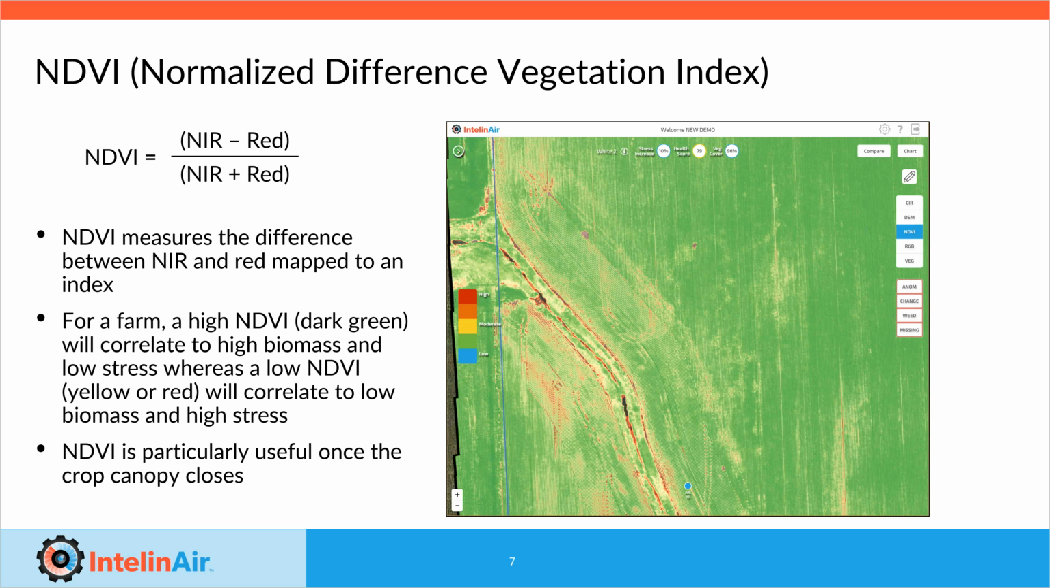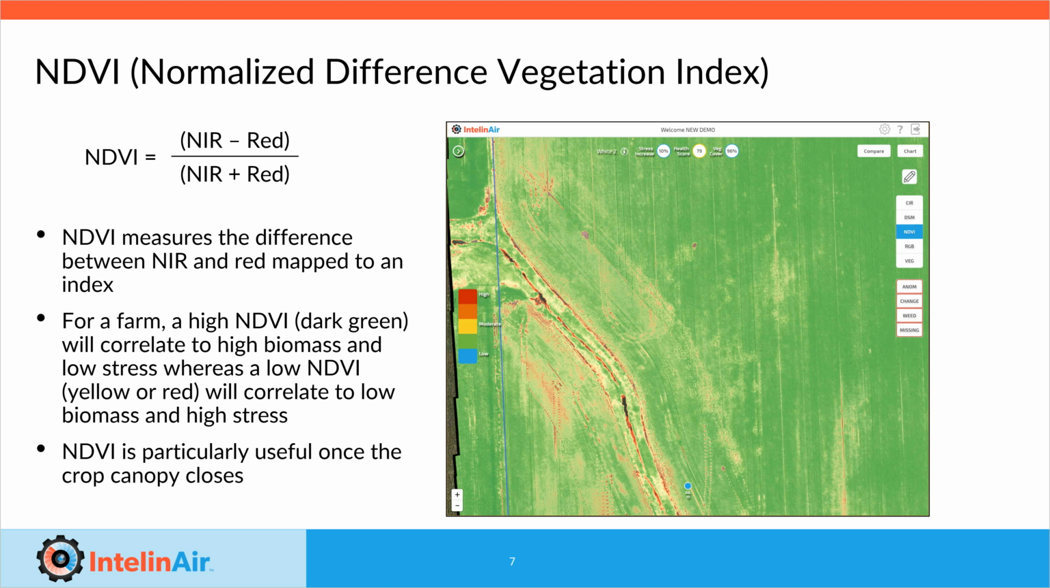And the idea here is that when light hits a plant, different bands of light behave differently. So the visible light, a lot of it will be absorbed by the plant. That's, for example, why plants look green. The near infrared, on the other hand, is typically just going to reflect off. It's not going to be absorbed. And so by measuring that difference, you're able to get a proxy for biomass and stress in the field.